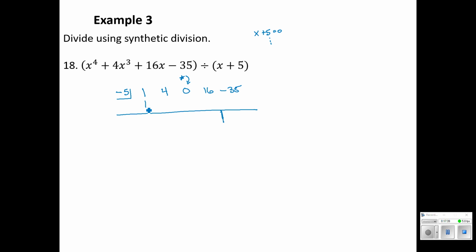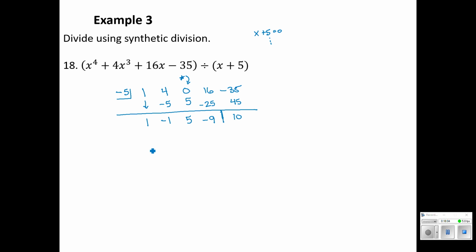And then we run through the pattern. Drop the first number down, 1. Multiply by what's in the box. Add down that column. Multiply by what's in the box. Add down that column. Multiply by what's in the box. Add down that column. Multiply by what's in the box. And add down that column.